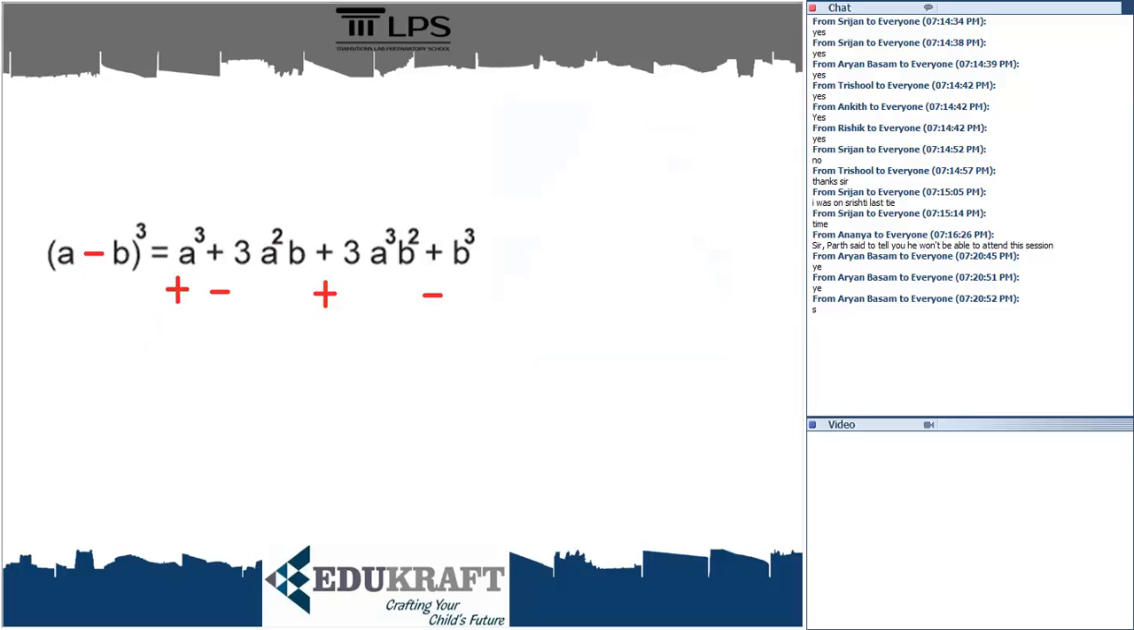How would things change if there was A minus B the whole cube? What I simply do is use the same procedure, but I will alternate the plus and minus sign. So starting with plus, then minus, then plus, then minus. So if it is going to be A minus B the whole cube, it is going to be A cube minus 3A square B plus 3AB square minus B cube.